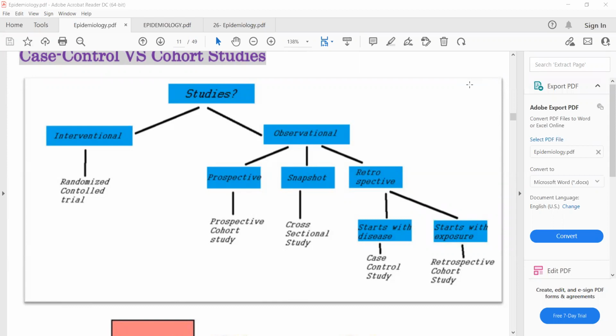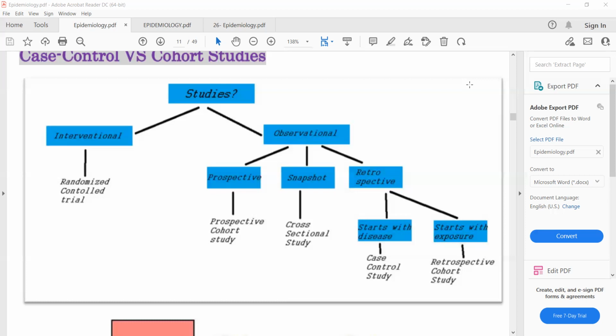Prospective studies are those, an example of prospective studies is the prospective cohort study, that is a group of people is followed over time in the future. So starting from today, we will select a group of people and then we will follow them for a certain period of time to calculate our observations. Snapshot study example is cross-sectional study.